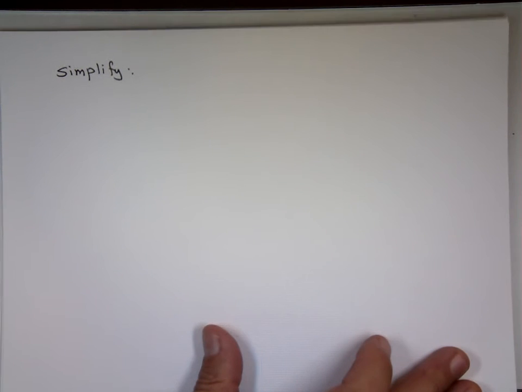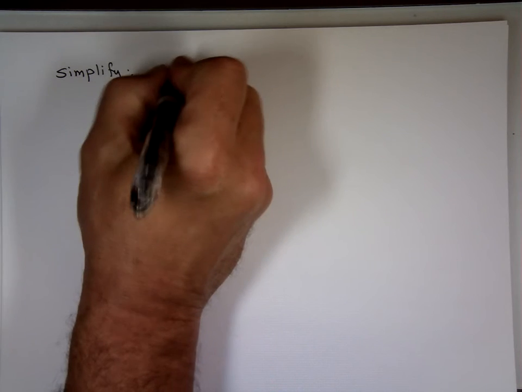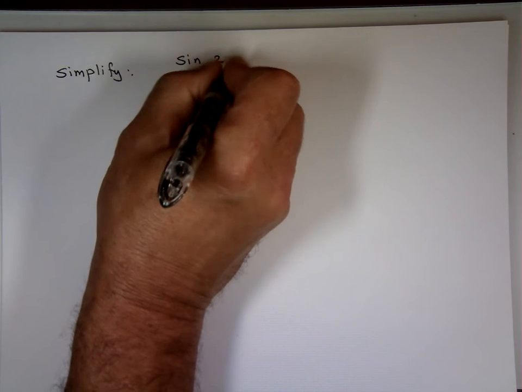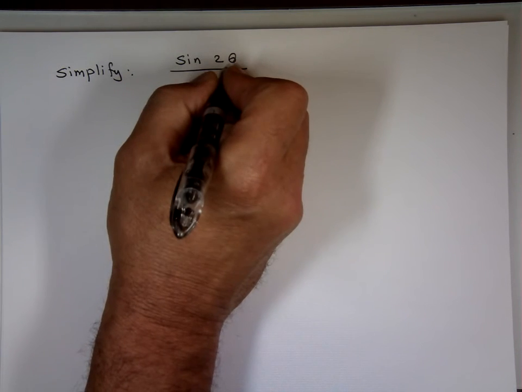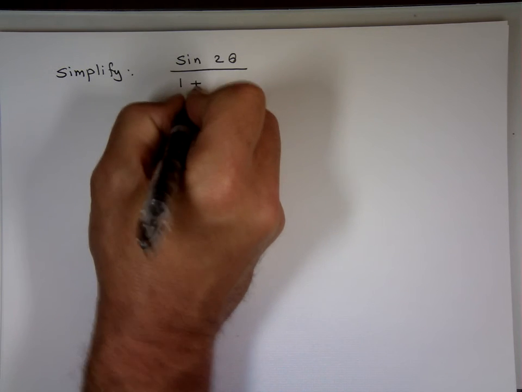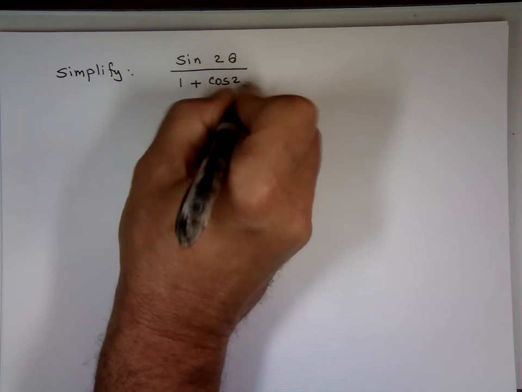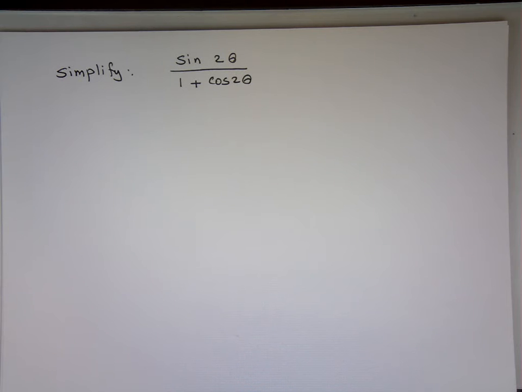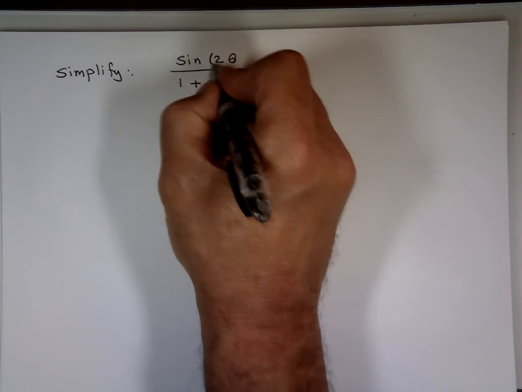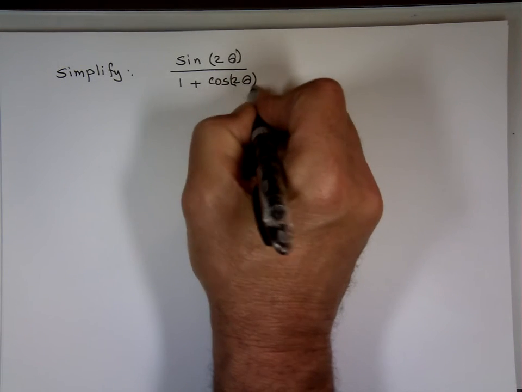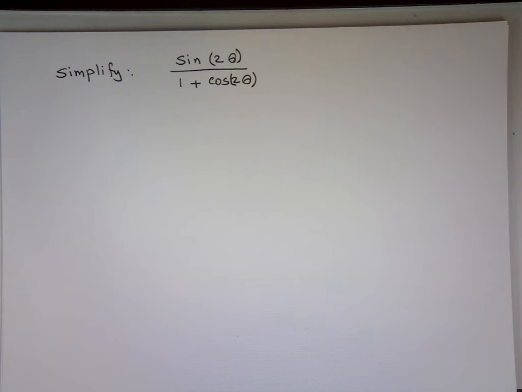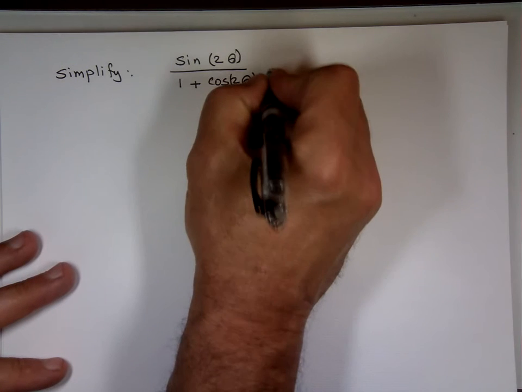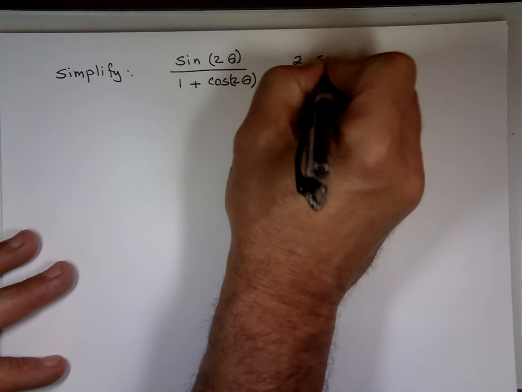Okay, simplify. Sine 2 theta over 1 plus cosine 2 theta. I should put parentheses on these so you know that's 2 theta here. Better, I like it better this way. Let's look at sine 2 theta. I can write that as what? 2 times sine theta cosine theta.